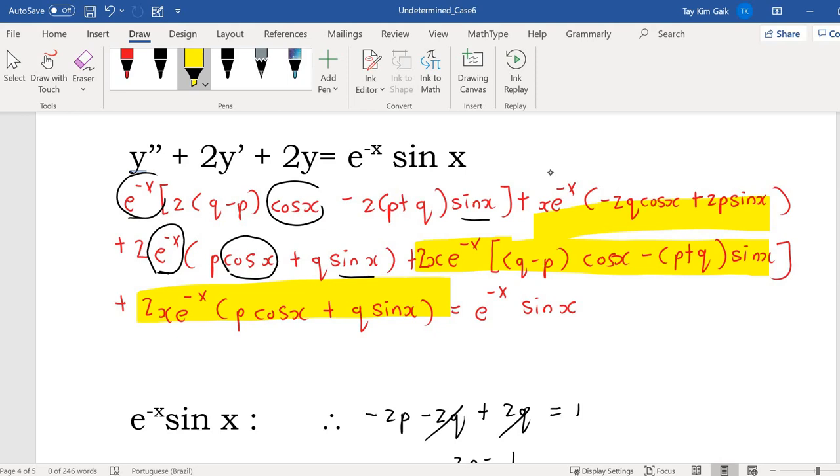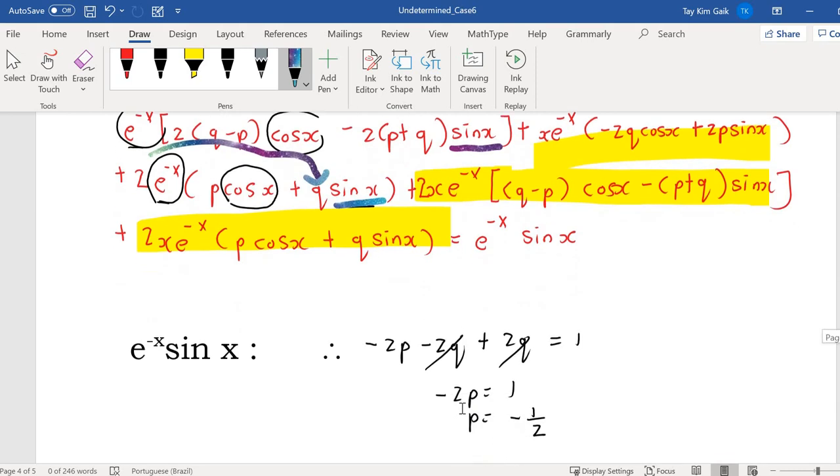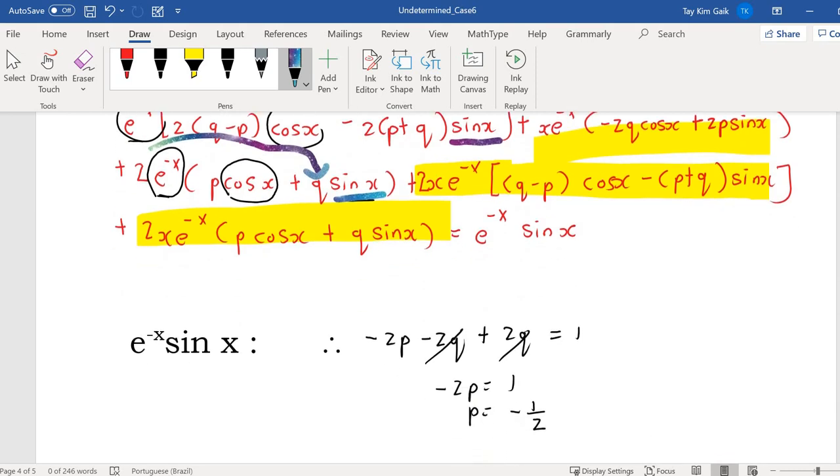So sin x. You got here sin x times exponent negative x, and here also sin x times exponent negative x. So the coefficient here is negative 2p, negative 2q, plus 2q. Don't forget here 2 times 2q. So that's why your negative 2p is 1, p is negative half.